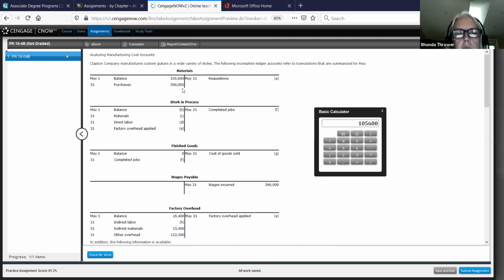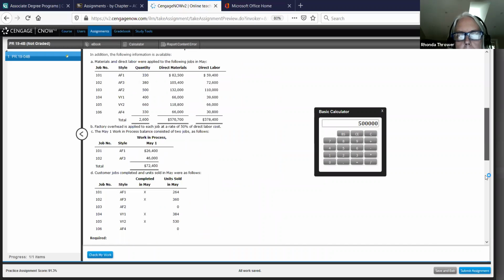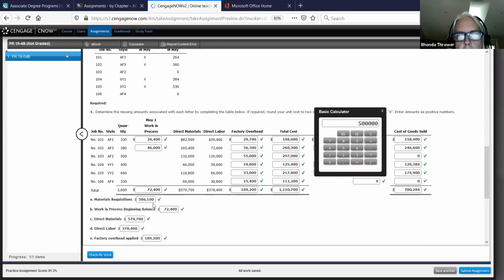We're going to add to it our materials that we purchased of 500,000. And then on the credit side, which is our minus side of the asset, we're going to subtract our total requisitions, which came from Part A below. So we're going to back out 586,100 of this. I'm going to subtract it out. And that's going to leave us with not that amount.